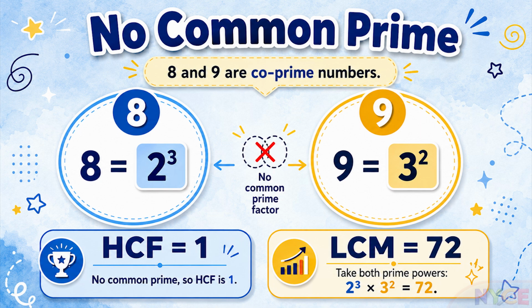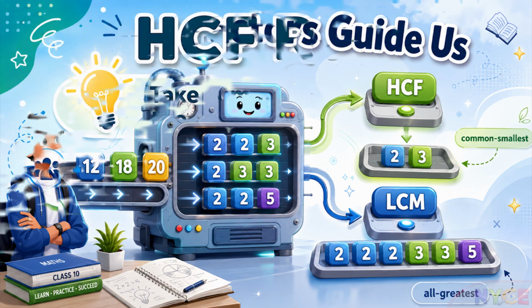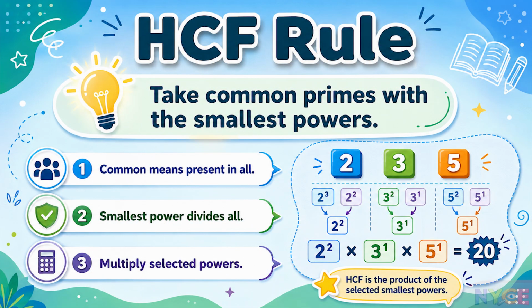Now, let us bring the lesson together. Today, you learned how prime factorization helps us find HCF and LCM without guessing. HCF is used when we want the largest exact division, like making identical baskets, measuring petrol, or choosing the largest square tile. For HCF, take the common prime factors with the smallest powers.